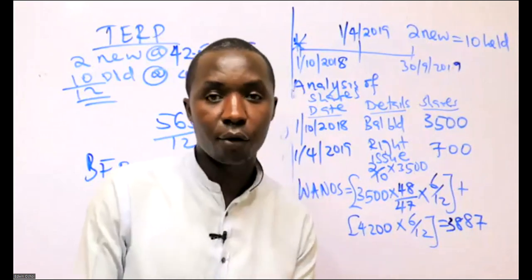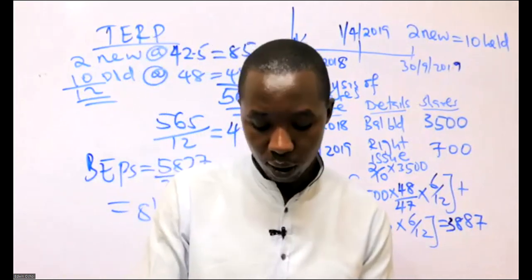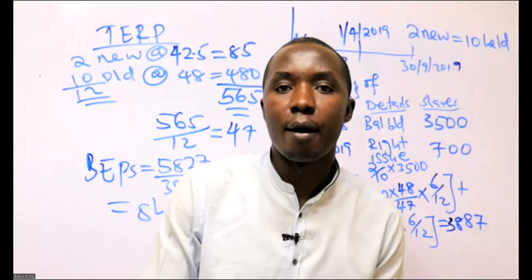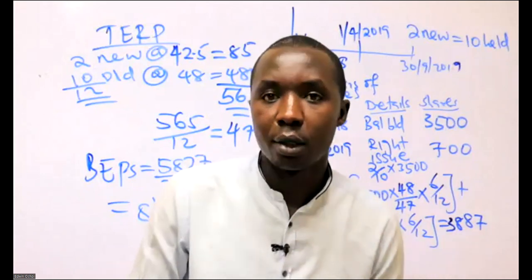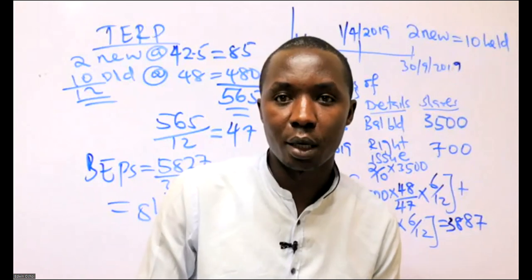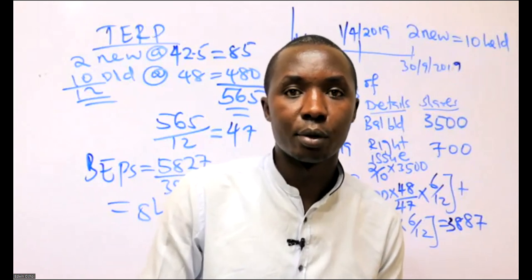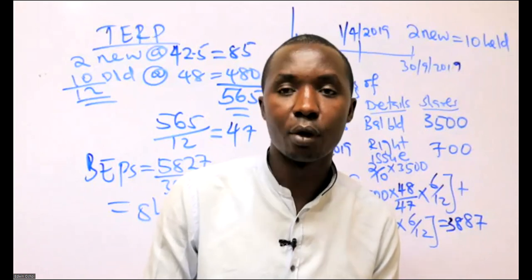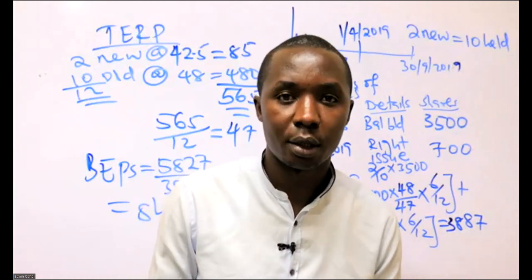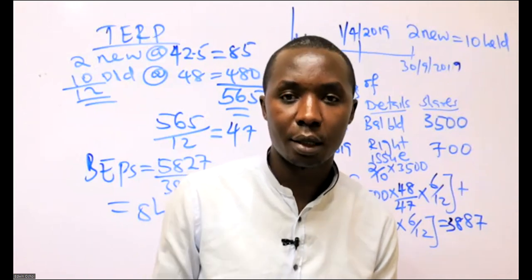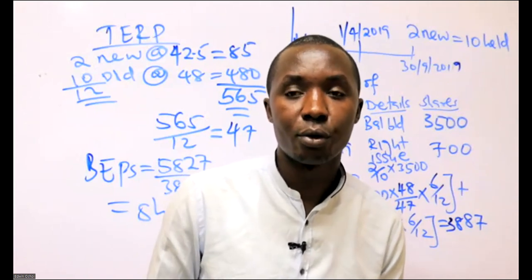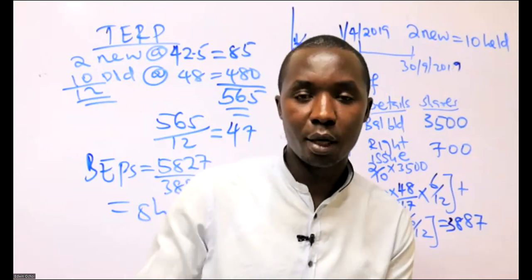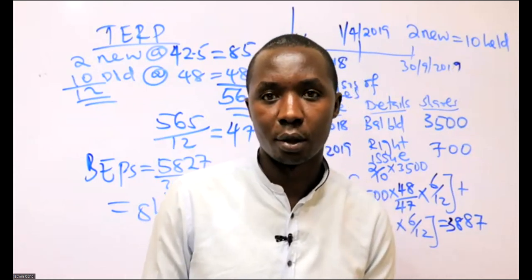So this marks the end of this introduction part of IAS 33, where you are supposed to do basic earnings per share. When we meet next time, I will be doing again questions based on basic earnings per share and diluted earnings per share. Because for you to do diluted earnings per share, you have to do basic. That is the first step. Then I will mention the other process to be followed.